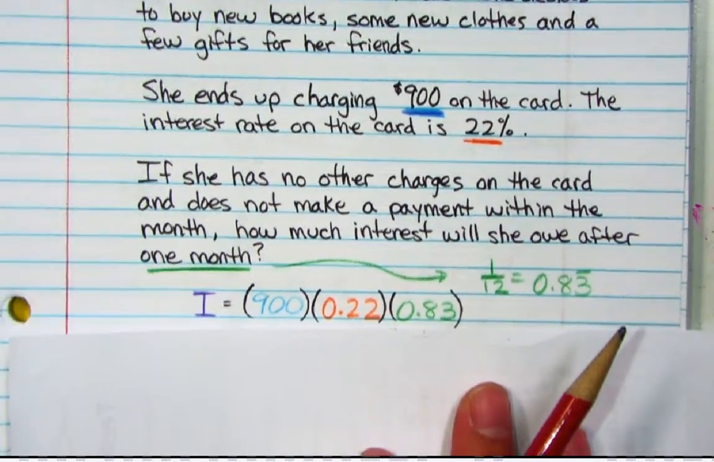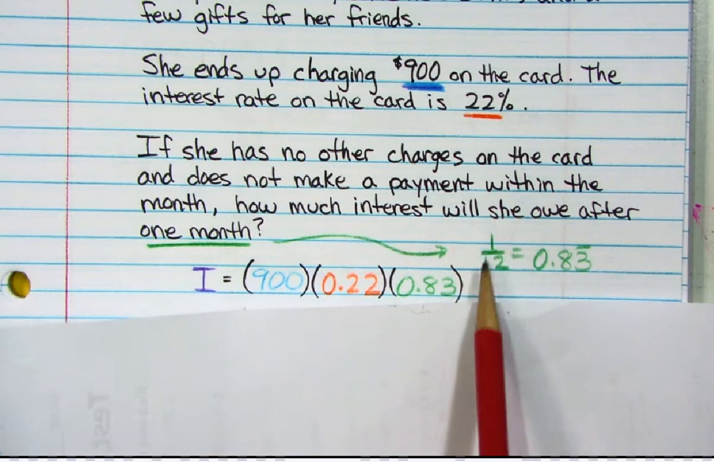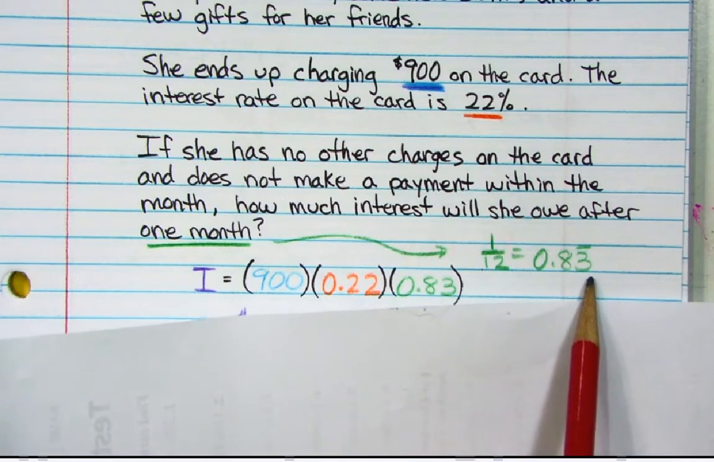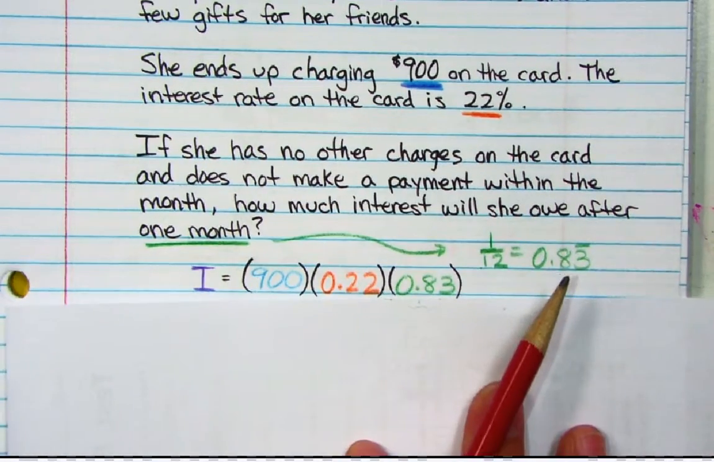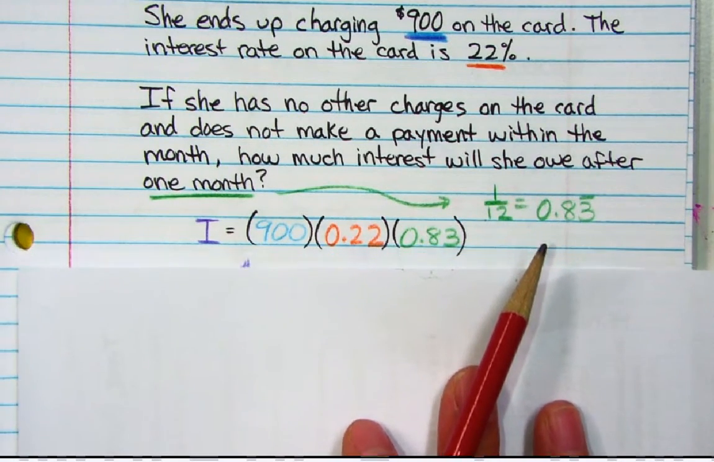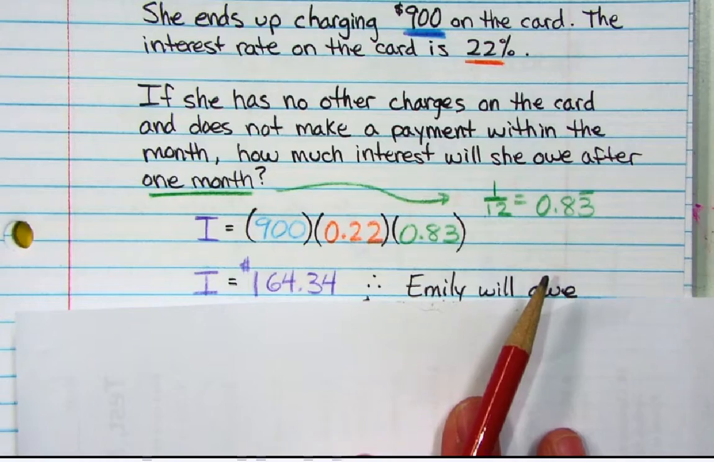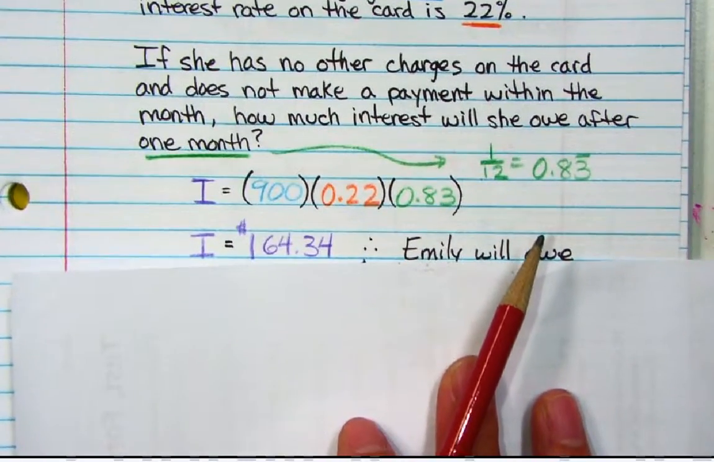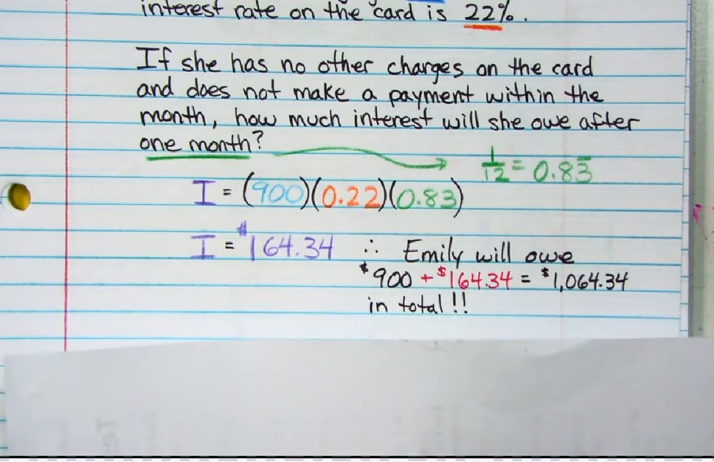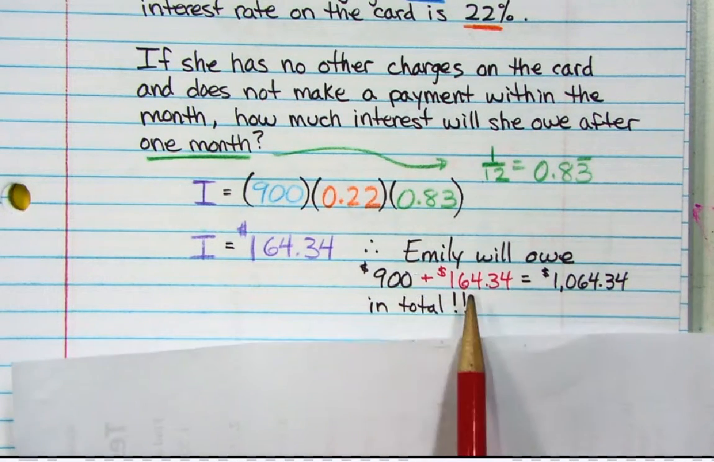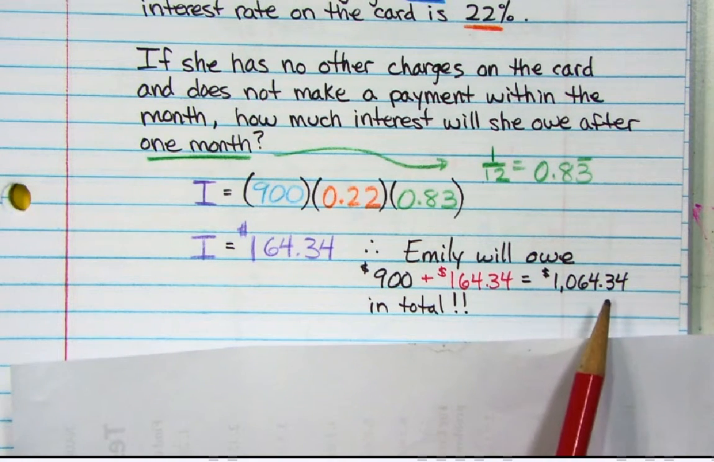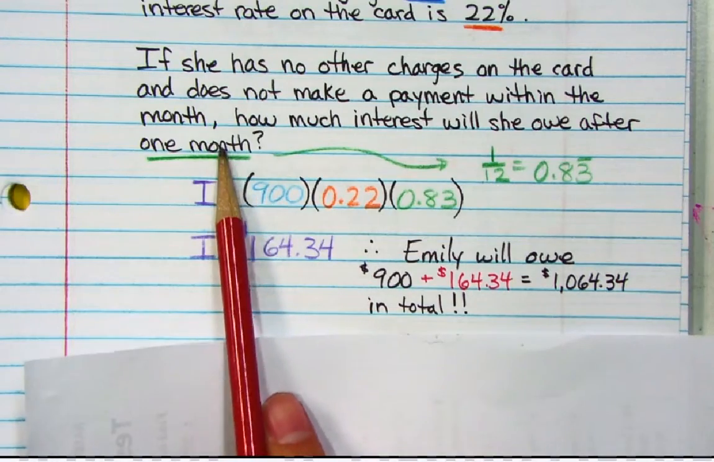Well, let's take a look. The big thing here is this 1 month is 1 out of 12, which in your calculator will show you 0.83 repeating. So we'll just say 0.83. All right, so $900 times 22% times 0.83 gives you $164.34. Emily will owe not only the $900 that she still owes for the credit card, but an additional $164.34, equaling $1,064.34 in total. That's just after 1 month, ladies and gentlemen.